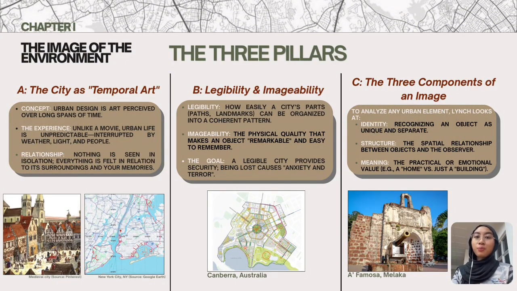C, the 3 components of an image. Now finally, when we look at any urban element like the A Famosa in Melaka, we look at it through 3 lenses. 1, identity. Is it unique? Can we recognize it? 2, structure. Where is it in relation to us and other objects? And 3, meaning. What is its value? Is it just a building or is it a home or a landmark?